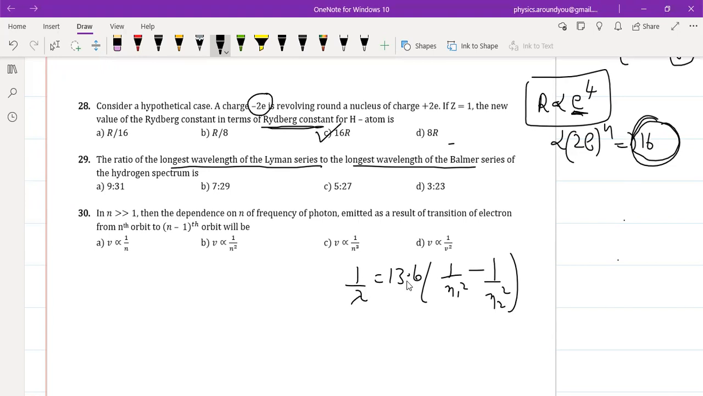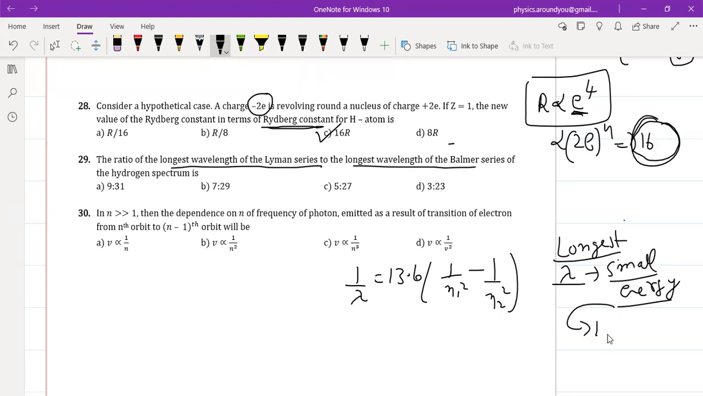1 by lambda equal to 13.6 times 1 by n1 square minus 1 by n2 square. Now, for Lyman and Balmer, longest wavelength will mean very, very small energy. I gave you an analogy in the class to think about as well. If the size of anything is huge, it will move around with less energy. So longest wavelength means smallest energy.